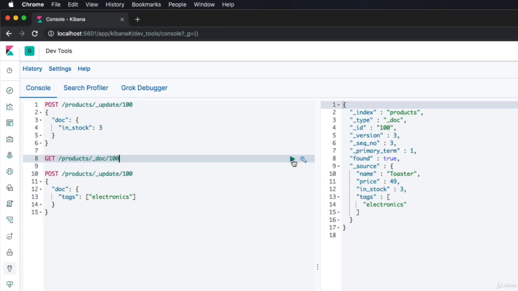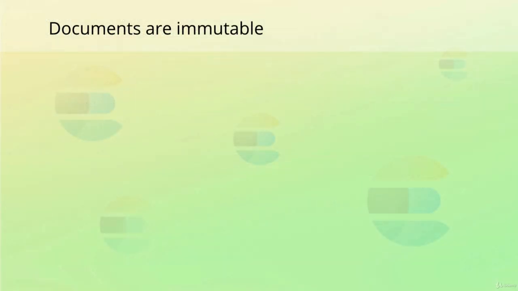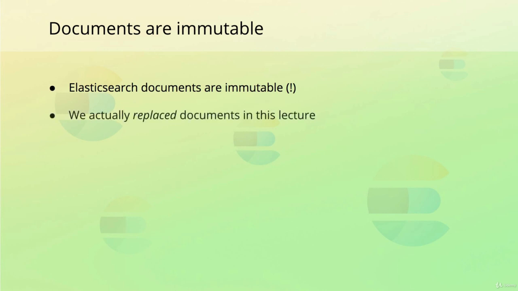Before ending this lecture, I want to take a short moment to talk about how this works internally. It might surprise you that Elasticsearch documents are immutable. What this means is that documents cannot be changed. But didn't we just change an existing document? Actually, we didn't. We replaced it.